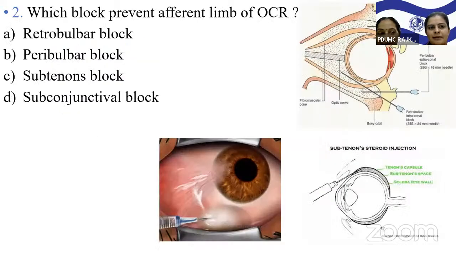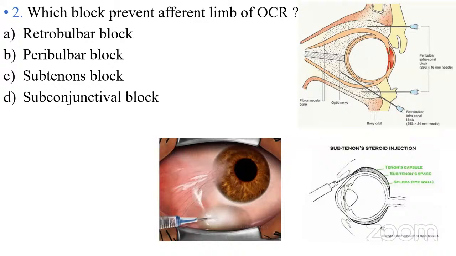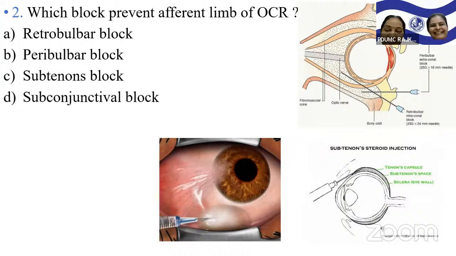We'll move on to the second question. Which block will prevent the efferent limb of the oculocardial reflex? A, retrobulbar block, B, peribulbar block, C, sub-Tenon's block, and D, subconjunctival block. Mixed response from the audience? Yes, A, B, C, a mixed response. Only D is remaining. So the correct answer is A, right, Jesse? Yes, ma'am. Retrobulbar block. It blocks the afferent limb of the oculocardiac reflex. We'll move on to the third question.